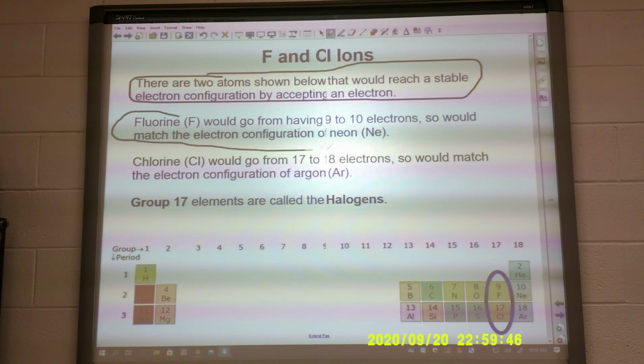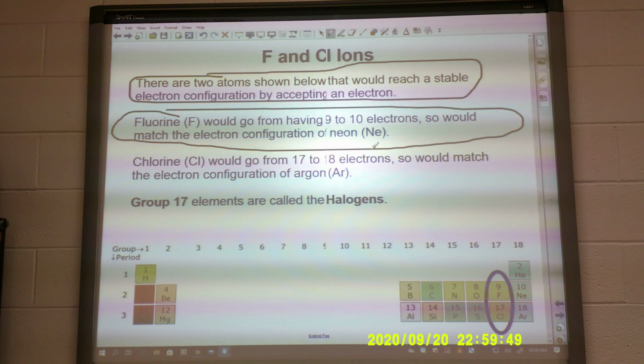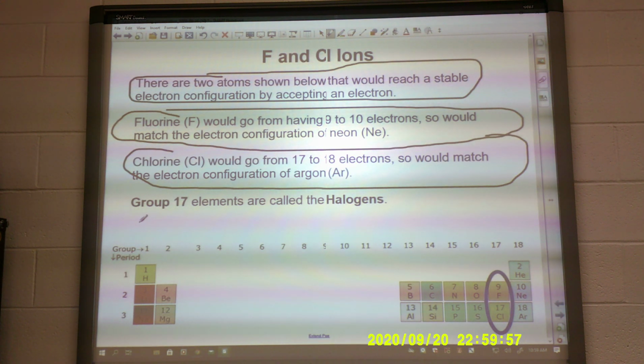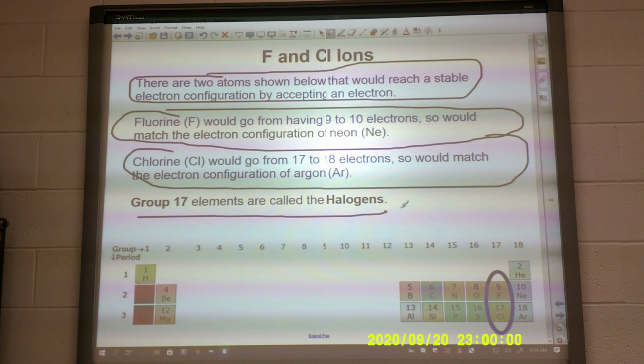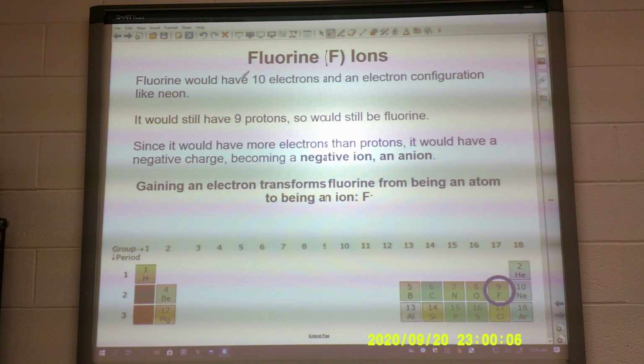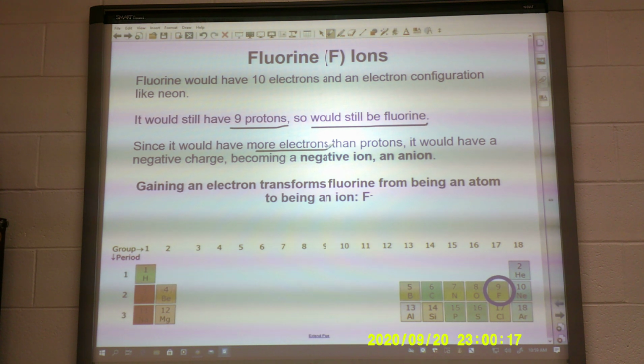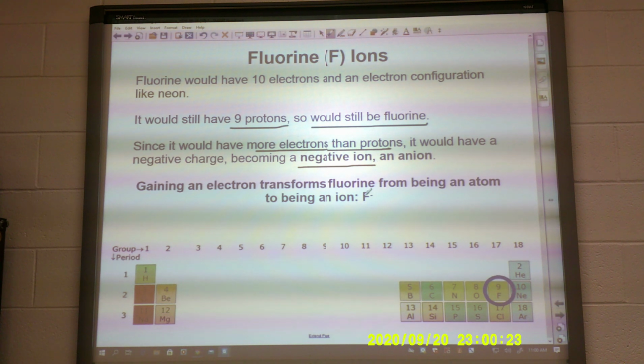Fluorine would go from having 9 to 10, so it would match the same as neon. And chlorine would go from 17 to 18, which would match the configuration of argon. Group 17 elements are called halogens. That's just an FYI. Fluorine would have 10 electrons and an electron configuration like neon. It would still have 9 protons, so it would still be fluorine. Since it would have more electrons, more negatives than positives, it becomes a negative ion. So you would write fluorine as F-.